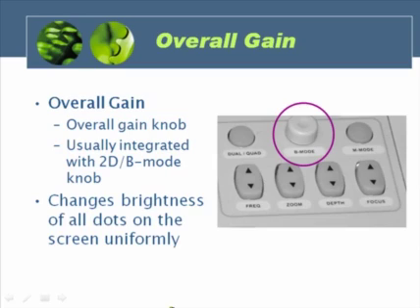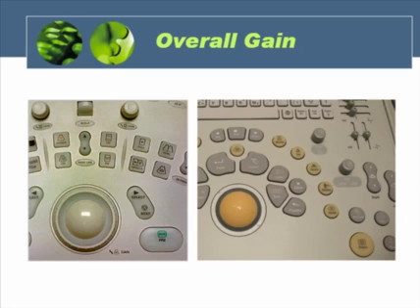The overall gain varies in its location from machine to machine. It may be integrated with the 2D or B mode knob, depending on how it's labeled by the manufacturer, and sometimes it has other locations as well on the machine. The overall gain is used to change the brightness of all the dots on the screen uniformly. Either all the echoes are increased or all the echoes are decreased. This manufacturer, for example, puts the overall gain knob on a ring that you can turn around the trackball, whereas another manufacturer makes the gain knob stand alone by itself. Again, if you're not sure how to adjust the overall gain on your machine, contact the manufacturer.